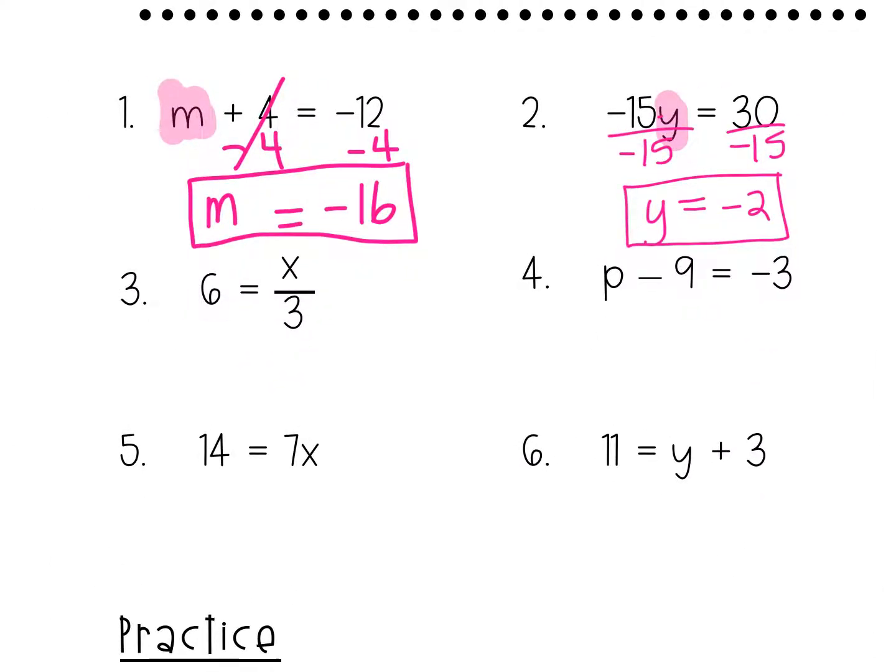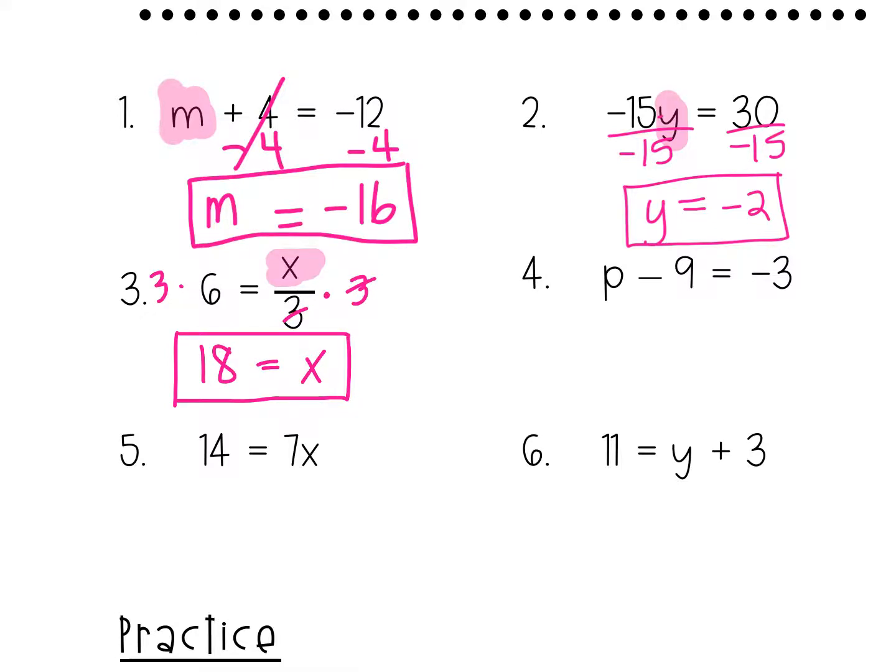Number 3, 6 equals x over 3. It's the same as before. I want the letter to be by itself, but right now it's being divided by 3. The opposite of division is multiply, so I'm going to multiply by 3. And what I do to one side, I have to do to the other side, so multiply by 3. 3 times 6 gives me 18, and here the 3's go away, which leaves me x. So in this case, the letter is on the right side. That doesn't make any difference. As long as it's by itself, you are done, so you can leave it like this. 18 equals x.